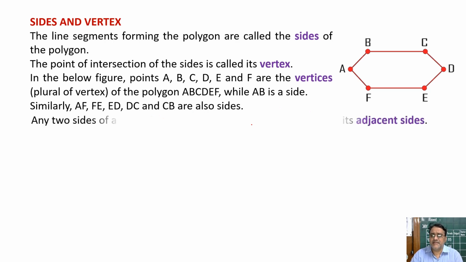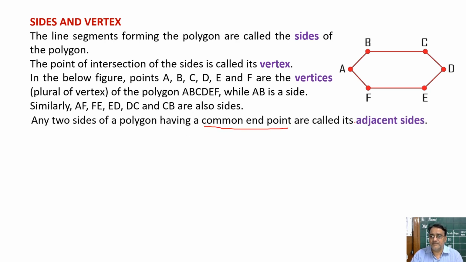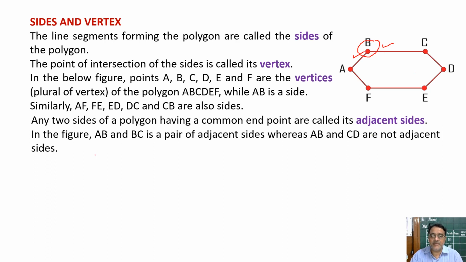Now any 2 sides of a polygon have a common endpoint, and these 2 sides are called adjacent sides. See, for example, in these 2 sides, which point is common? A. So these 2 sides are called adjacent sides. Similarly, in these 2 sides, B is common. So these 2 sides are adjacent sides. और जिसमें कोई भी कॉमन नहीं होता उसको ऑपोजिट साइड्स बोलते हैं. ऑलरेडी वी हैव स्टडीड इन क्वाड्रिलेटरल. So in the figure AB and BC is a pair of adjacent sides, whereas AB and CD are not adjacent sides. Why? Because they do not have any common endpoints.